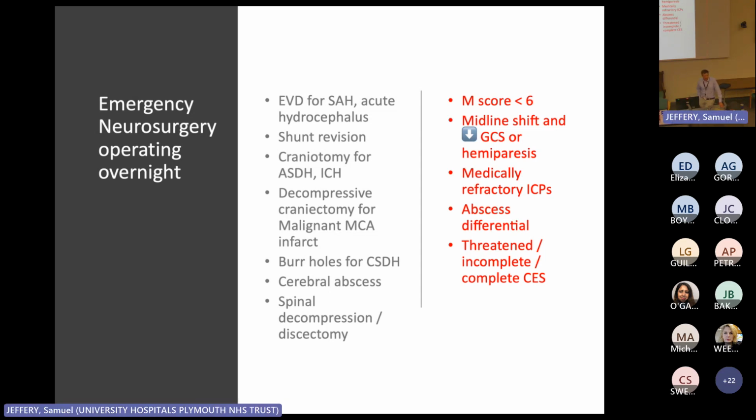If they've just got headaches or a bit of drift, a little bit of confusion, probably not. But if they've got a hemiparesis, they're drowsy, they've got a lot of midline shift, then it might well be reasonable to consider doing them overnight. But again, it's on a case by case basis, and always discuss with the consultant involved. We might take someone to theatre because they've got medically refractory ICPs, I've talked about abscesses, or if they've got a cauda equina syndrome.